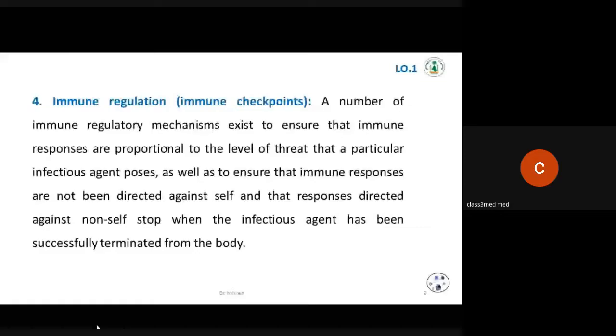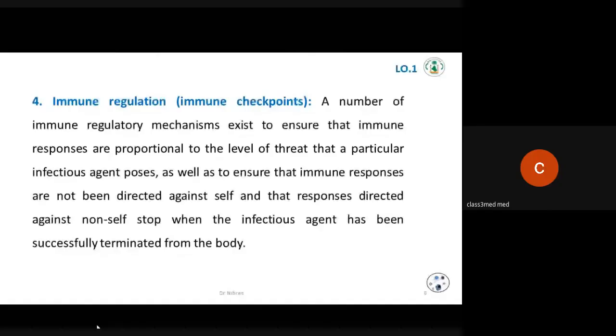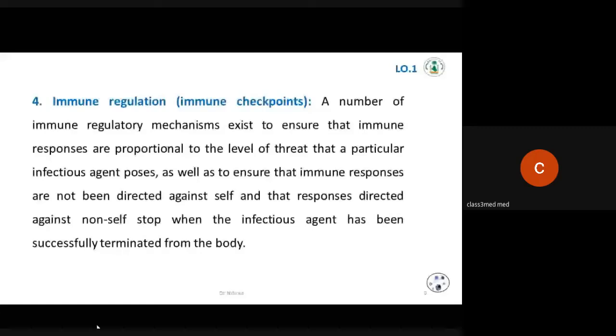Why is this important? Can we say that if the immune response proceeds, it may make injury to the tissue, nearby tissue, or the cells of the body? Yes, very good.